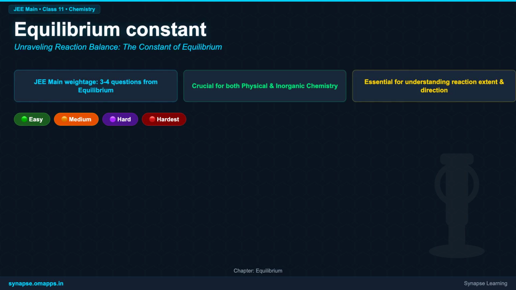Hello, future chemists. Welcome to an exciting journey into the heart of chemical reactions. Today, we are diving into the fascinating world of equilibrium, specifically focusing on the equilibrium constant. Have you ever wondered why some reactions seem to stop before all reactants are used up? We'll uncover the answer. We'll start with the basics, then move through medium, hard, and finally, the most challenging competitive level insights. Get ready to explore.